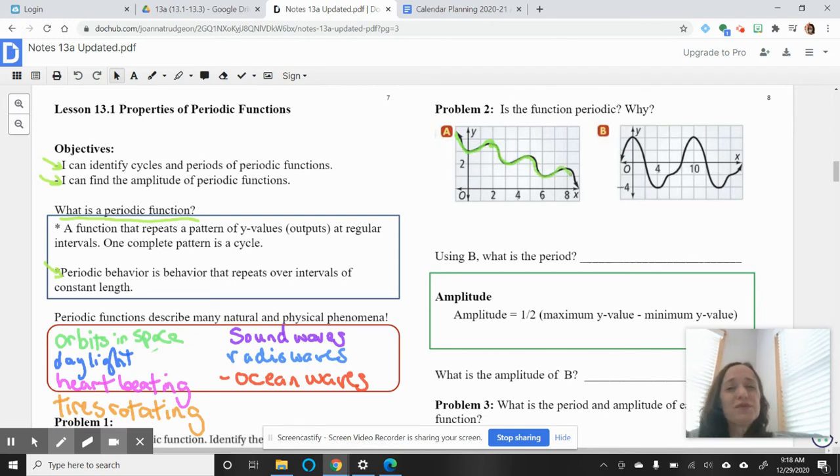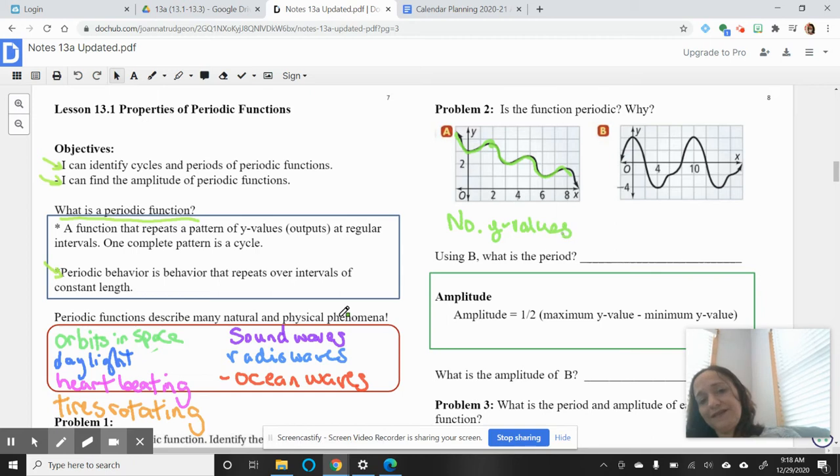So it's almost periodic because it seems to kind of follow the same wave function. But this one you can say it is not because the y values are not repeating.